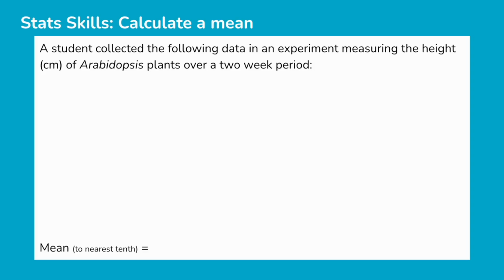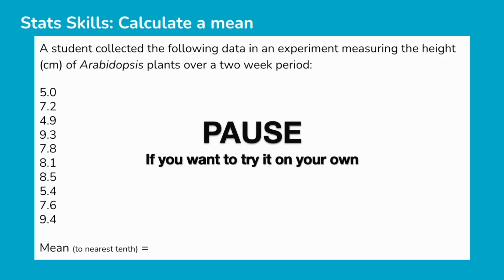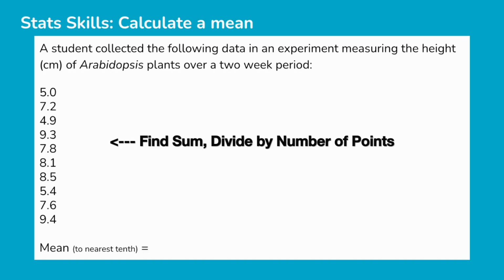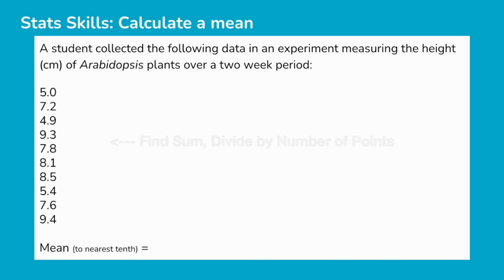In this particular problem, a student collected the following data in an experiment measuring the height in centimeters of Arabidopsis plants over a 2-week period. Now we need to calculate the mean to the nearest tenth. Here are all the data points, and if you want to pause the video and calculate the mean on your own, go ahead. But what we're going to do is sum all these points up and then divide by the total number of data points, which in this case is 10, and that should give us 7.3. Now again, we've rounded to the nearest tenth because that's what the problem is asking us.